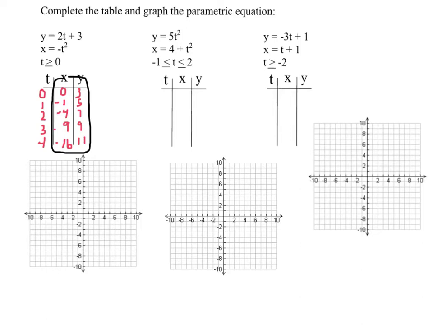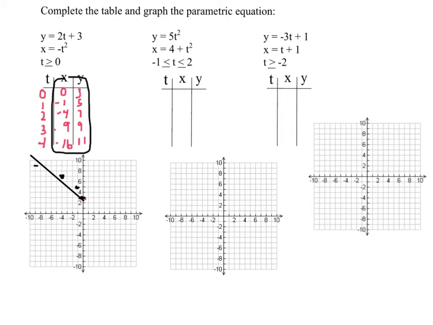So my first point is 0, 3. My next point is negative 1, 5. My next point is negative 4, 7. My next point is negative 9, 9. And my next point would be off the thing, so I'll just draw that.